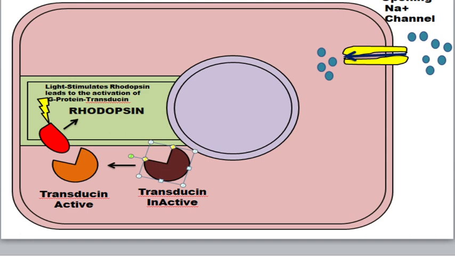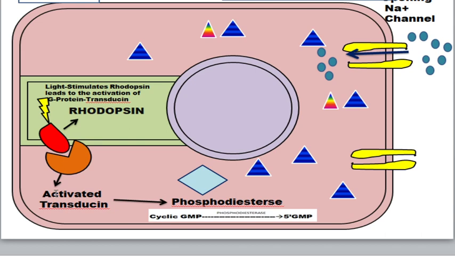As a result of all those processes, the G protein, which was in an inactive stage, will be converted into the active stage, and it will bind to the rhodopsin protein. Once it has bound, this activated transducin will activate another enzyme called phosphodiesterase. As a result, the cyclic GMP concentration will start to decrease, and more 5'-GMP will be produced, friends. So the inactive form will start to increase.